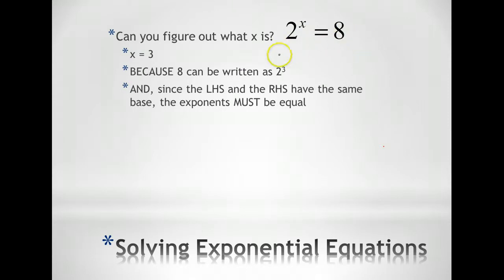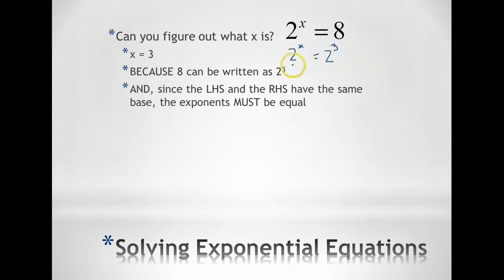But you could also think of it another way. I know that 8 can be written as 2 cubed. So I could write 2 to the x is equal to 2 to the third, right? Because 8 is the same as 2 cubed.